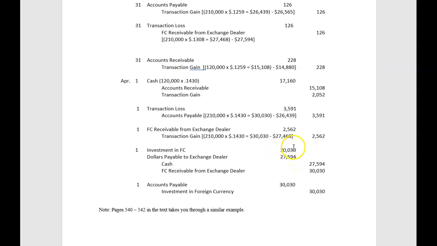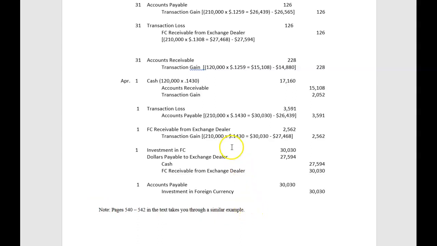The investment in the forward contract is equal to the value of the forward contract receivable from the exchange dealer. So we wipe that out and record it as an investment. And then when we pay out the amount to the company we're buying it from, we settle up the $30,030 payable, and get rid of the investment in foreign currency. And right here is the information about the pages in the chapter that give you something very similar.